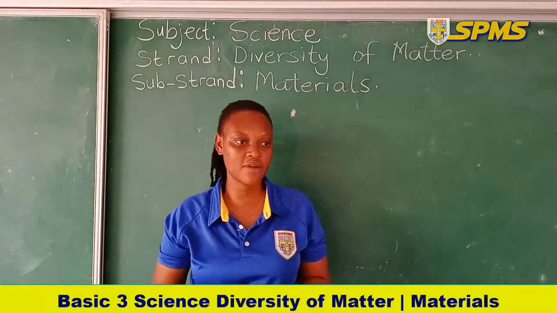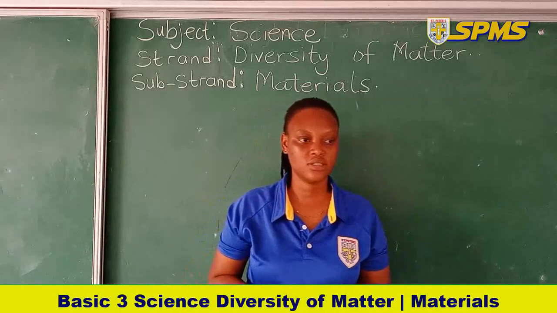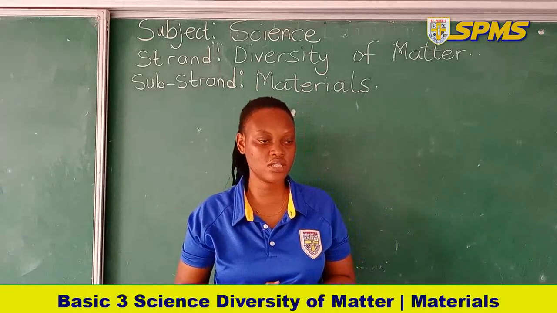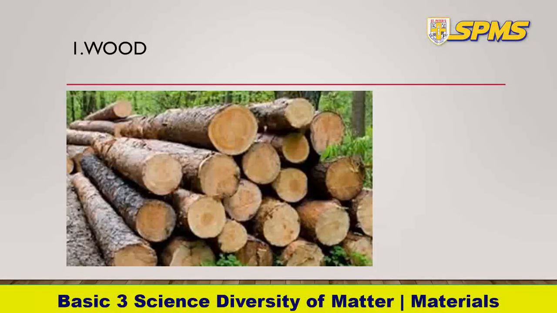Our first material is wood. Wood. So look on your screens. You can see different types of wood, the logs. The wood has been cut into so many shapes and sizes. So it's through this wood that we get different objects. Okay, so the above picture displays wood that has been cut into logs, as I said.